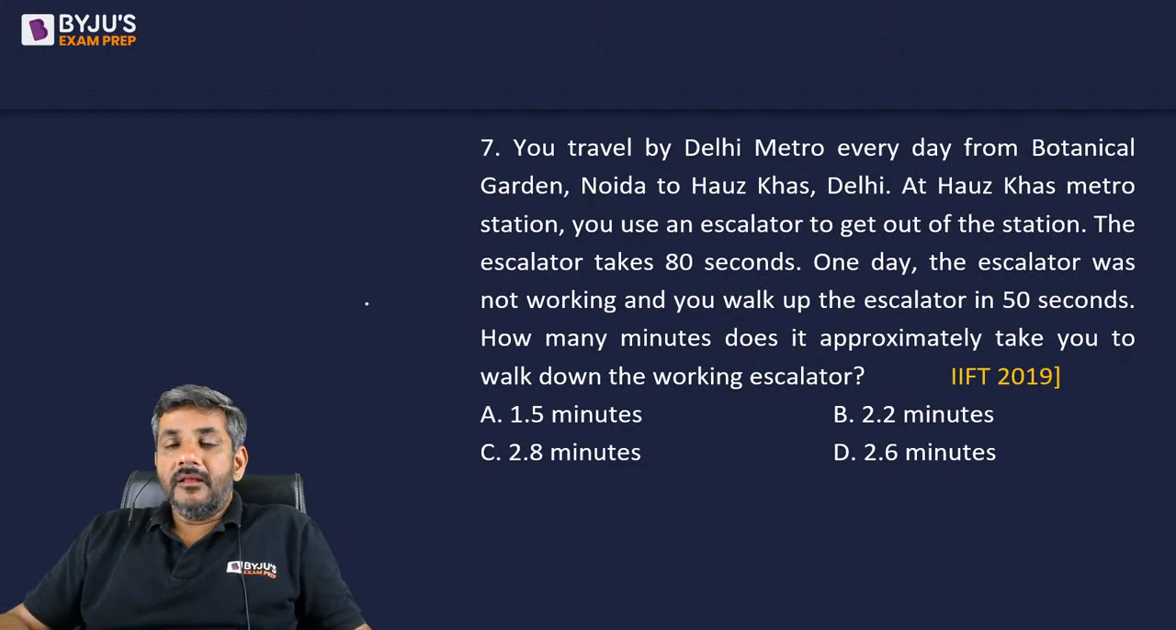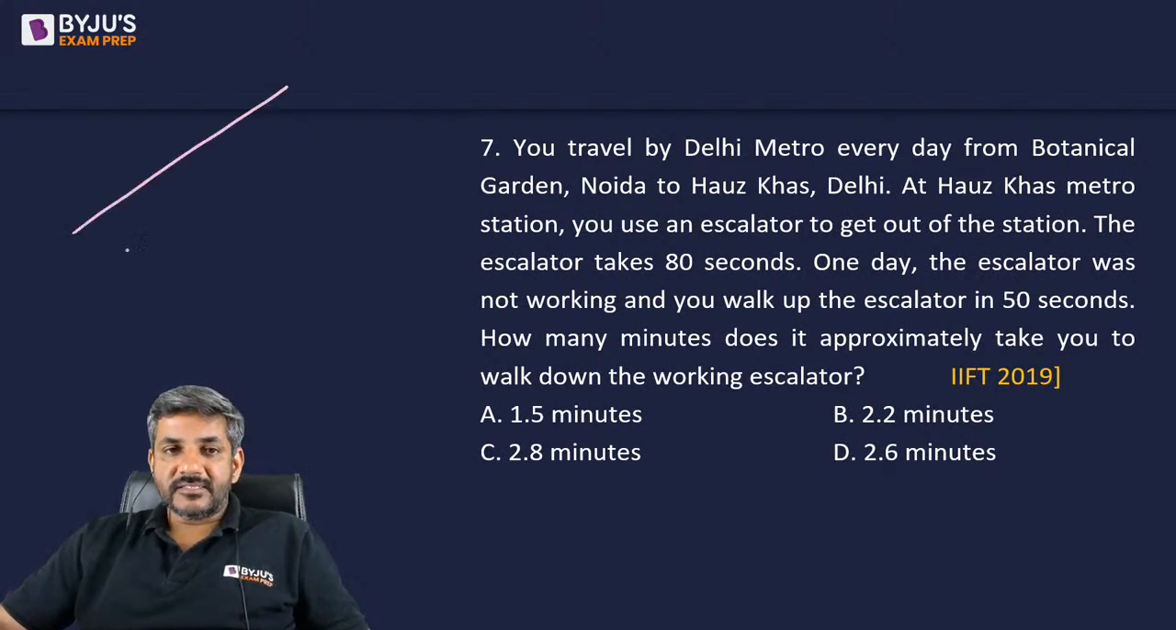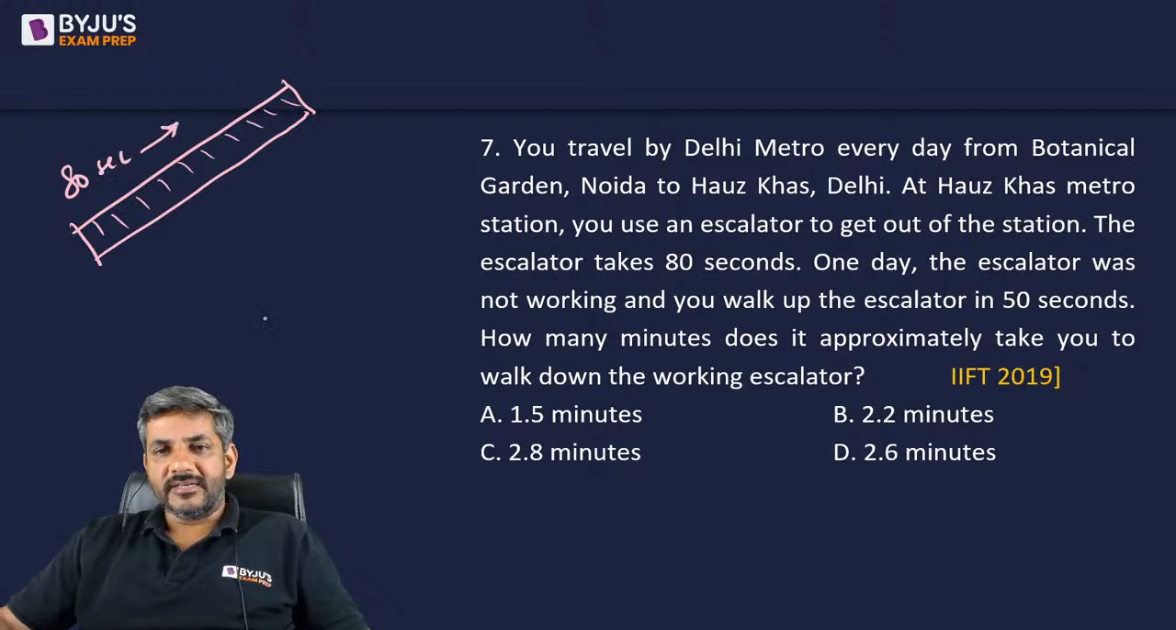You travel by Delhi Metro every day from Botanical Garden, Noida to Hoskas, Delhi. At Hoskas Metro Station, you use an escalator to get out of the station. The escalator takes 80 seconds. So this is the escalator, let's say. He says the escalator takes 80 seconds to take you to the top. 80 seconds if you go by the escalator.